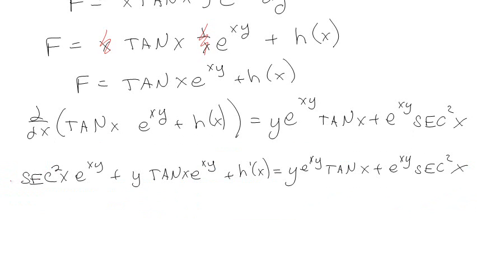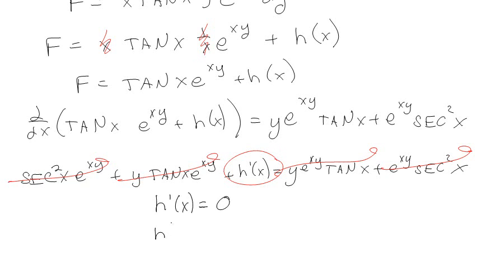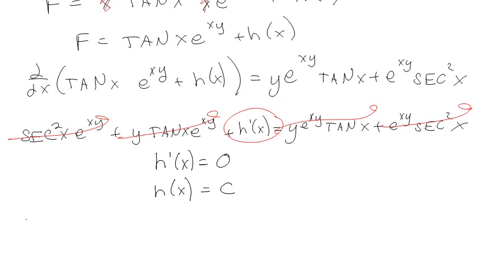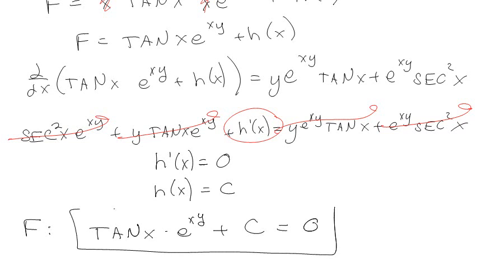Now this is kind of fun. Secant squared x e to the xy, secant squared e to the xy, y tangent x. Now the only thing I've got left is actually h prime of x is equal to 0, which means that h of x isn't even a function of x after all, it's just some random constant. So that means that I can come up with my solution, tangent of x times e to the xy plus c equals 0. And that's my final answer to that differential equation.